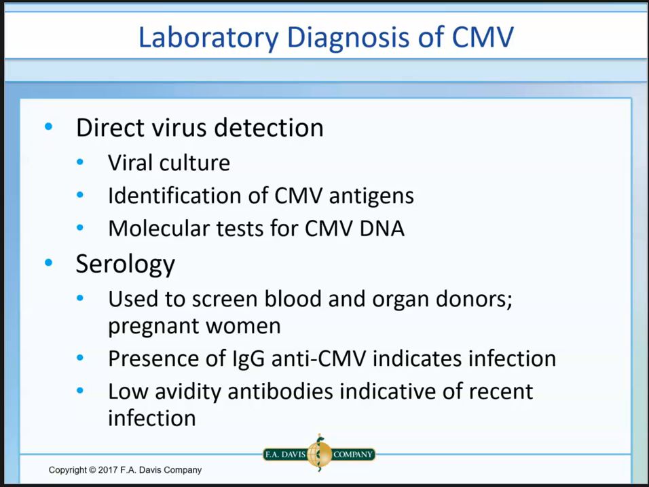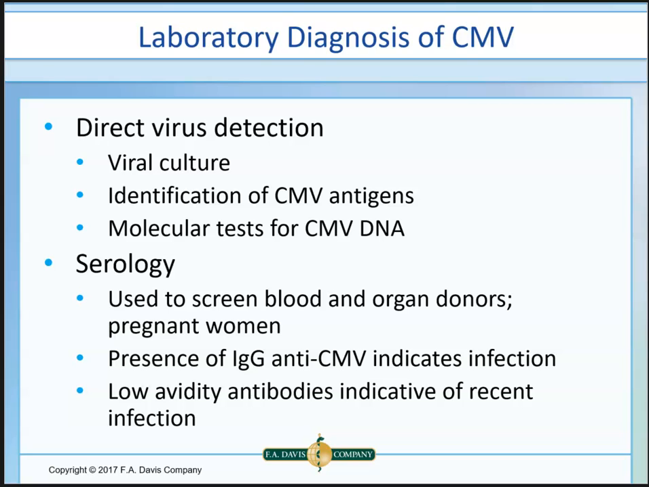So to diagnose it in the laboratory, you can do cultures for it. We can do molecular testing, looking for the actual antigen and looking for the DNA also. Serological testing, we do that to screen all blood donors and organ donors. So if you look for IgG, antibodies to CMV will indicate an infection. So we've got to be careful with that.